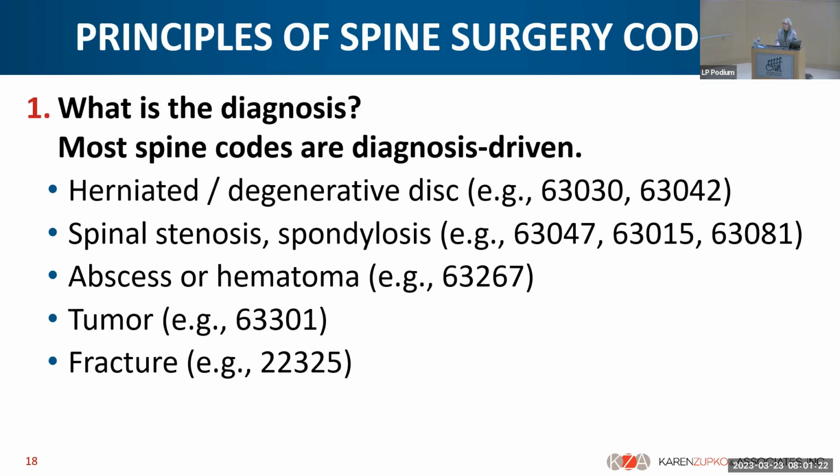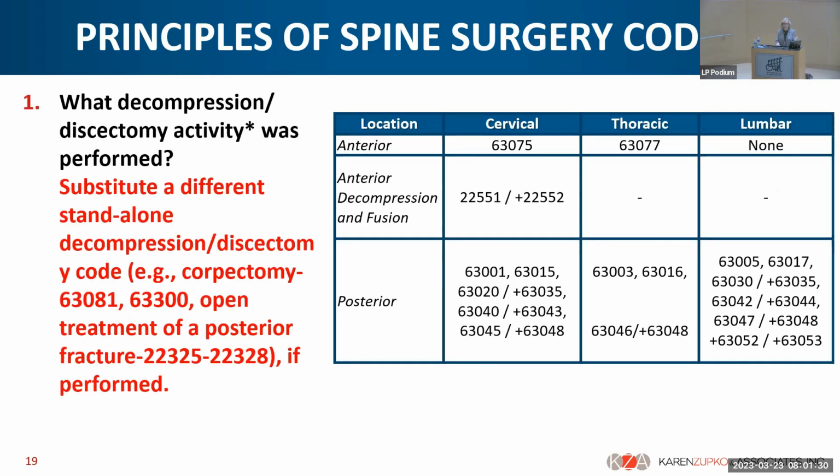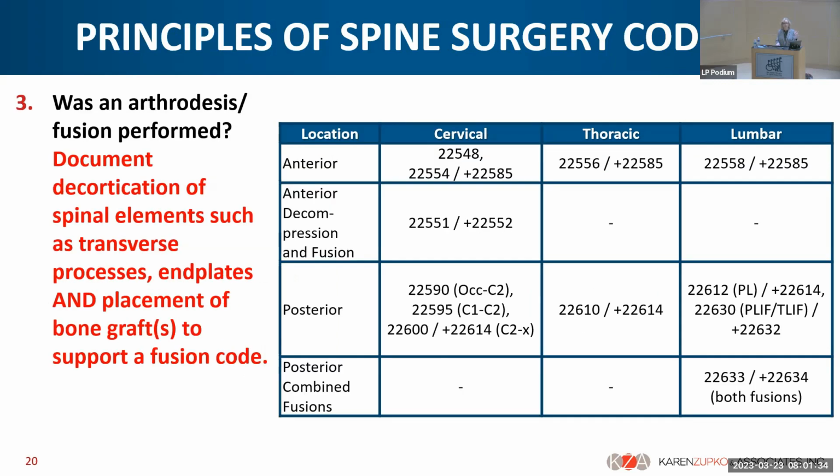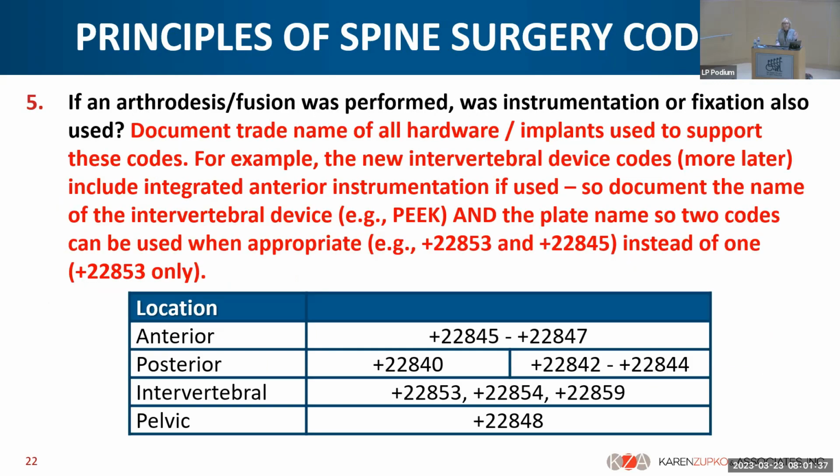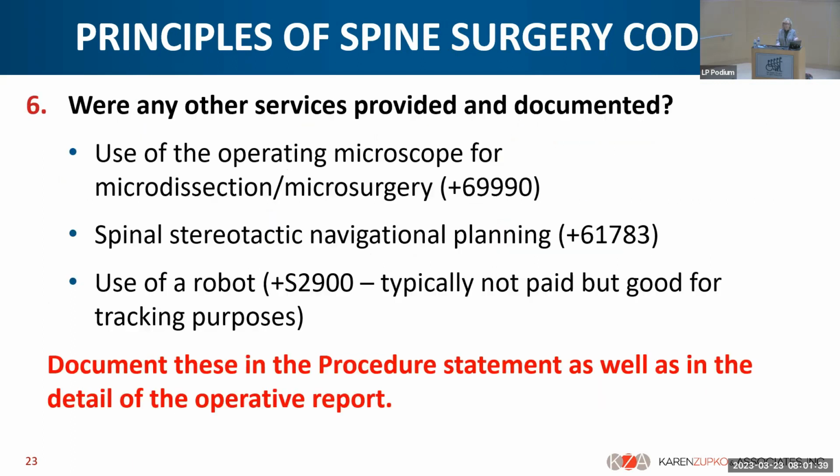So your primary diagnosis should be very specific, because that's going to lead you and your coders to a code. First, any one of these has its own code, and then you're going to talk about whatever decompression you did, what fusion you did, if you used any bone grafts, if you used an interbody device, and any other services like a microscope or stereotactic navigation.